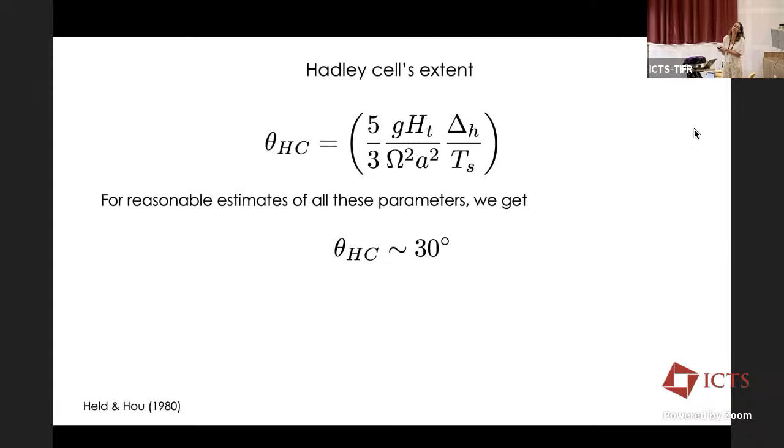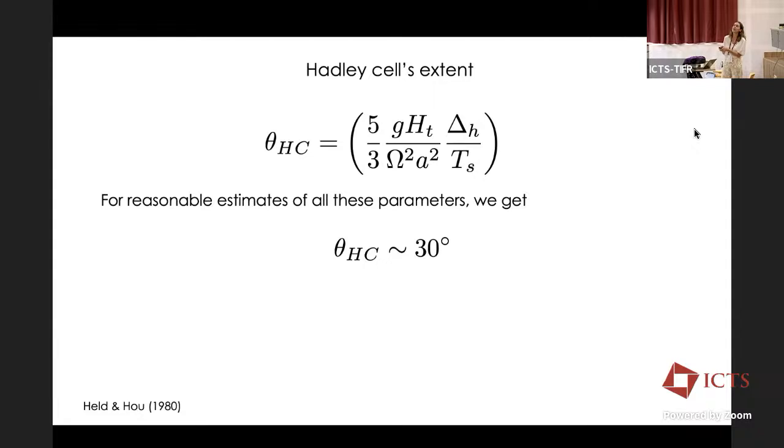Oh, sorry, there are a few mistakes here. There is a 1/3 power here that I forgot. I'll correct the slides, and I will send them to you. And here also, we are just estimating the extent of the Hadley circulation at the top, at the tropopause height.